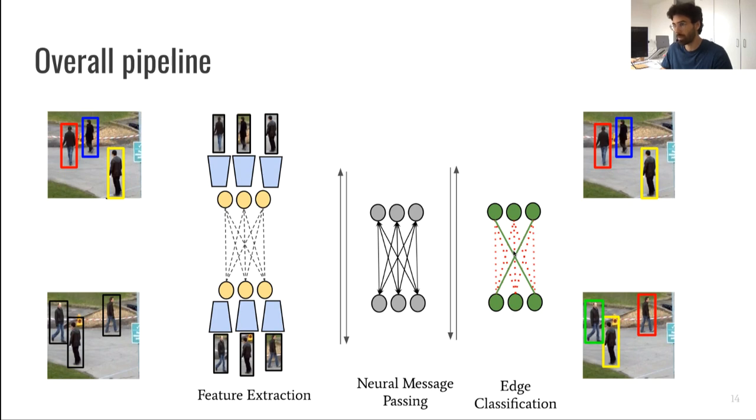So the main idea is that instead of considering just pairwise similarities between nodes, we will explicitly model pairs of nodes with edges. And we will learn some edge embeddings via neural message passing to finally classify those edges and obtain our final similarity scores. So the maybe harder part to understand here is how this neural message passing part will work.